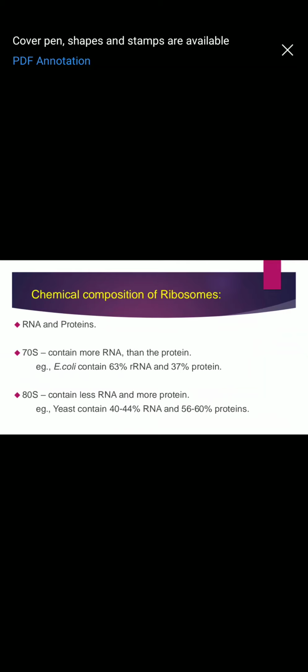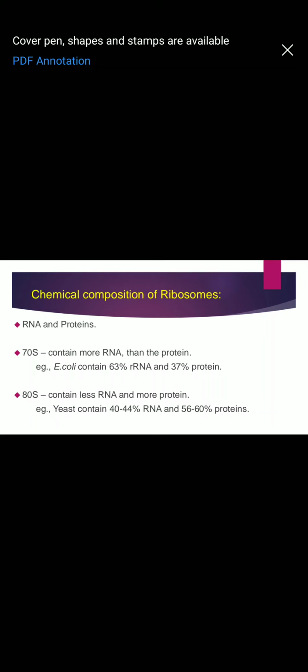So now we will talk about the chemical composition of ribosomes, what is present in the ribosomes, from which they are made. They are made from RNA and proteins. The 70S ribosome contains more RNA than proteins. So we can say prokaryotic ribosomes contain more RNA and less protein.